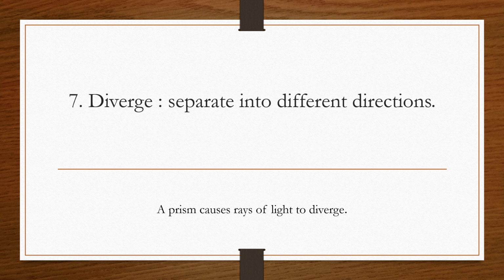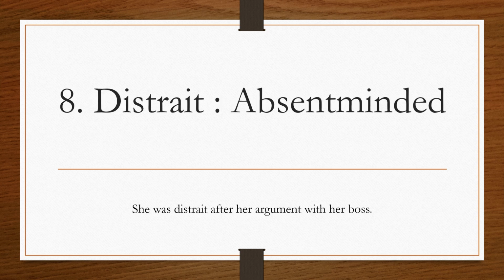Seventh term is diverge, means separate into different directions. A prism causes rays of light to diverge. Eighth term is distraite, means absent-minded. She was distraught after her argument with her boss.